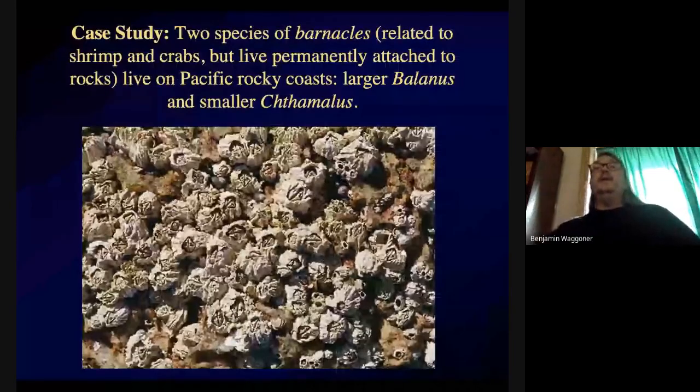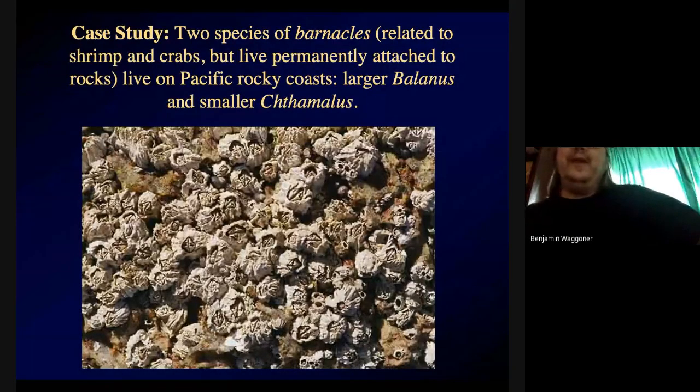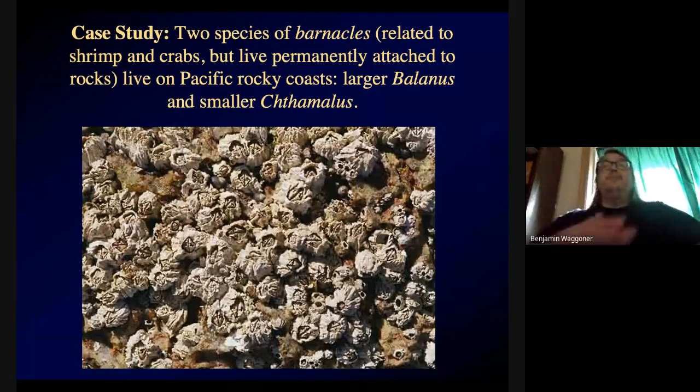These are some classic studies that were done on the coast of the Pacific Northwest, up in Washington State. The coastline there, a lot of it is rocky, and two species of critters called barnacles live on rocky coast in the Pacific Northwest. Barnacles are actually related to shrimp and crabs. They're crustaceans. As adults, though, their anatomy gets modified and they live with their heads permanently attached to rocks and grow these shells around them that makes them look more like volcanoes than anything else.